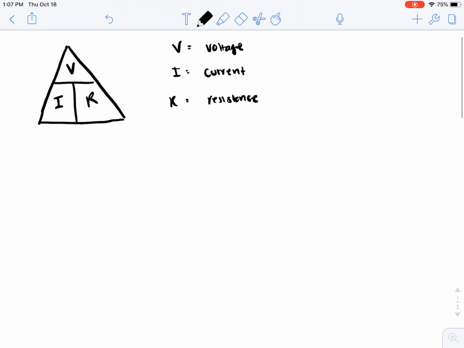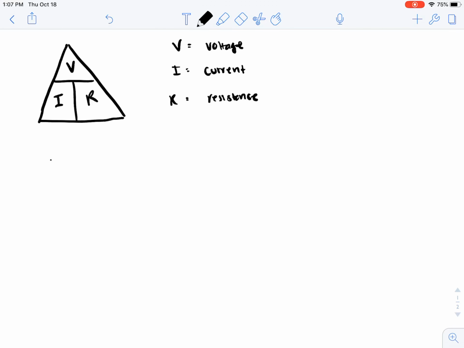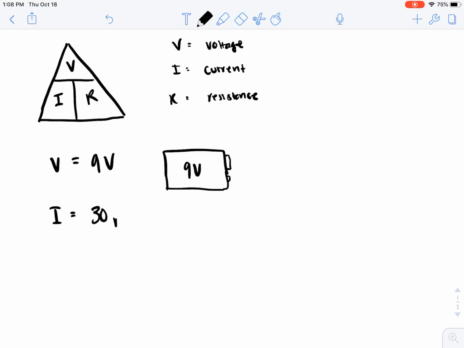And how you solve practice problems with this is typically I'll give you questions like, let's say a 9-volt battery. So that's the most common type of battery that we'll use probably in this class. So let's say we have a 9-volt battery, and that's kind of how they look. And let's say we have a resistance. Actually, let's find current. So let's say we have a current of 30 milliamps.